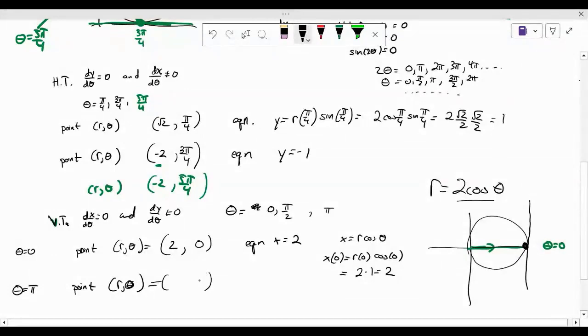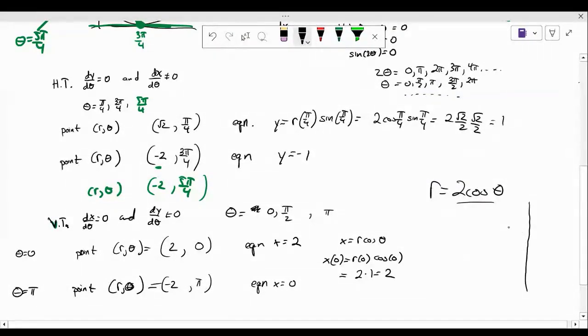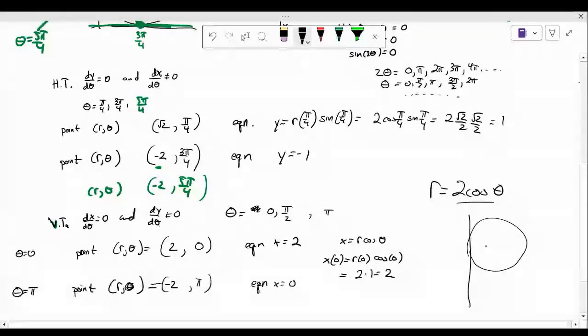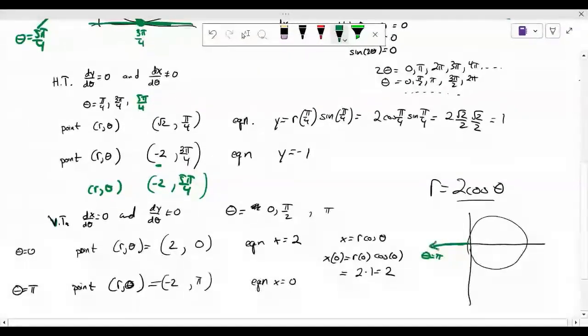What did I just write? Oh, theta, okay. So when theta is pi, r would be -2. And the equation of the tangent, or vertical tangent, would be x equals 0. All right, theta is pi. So our positive radial direction is in the negative x direction there. But r is -2, so hold on. Wait a minute. What did I miss?